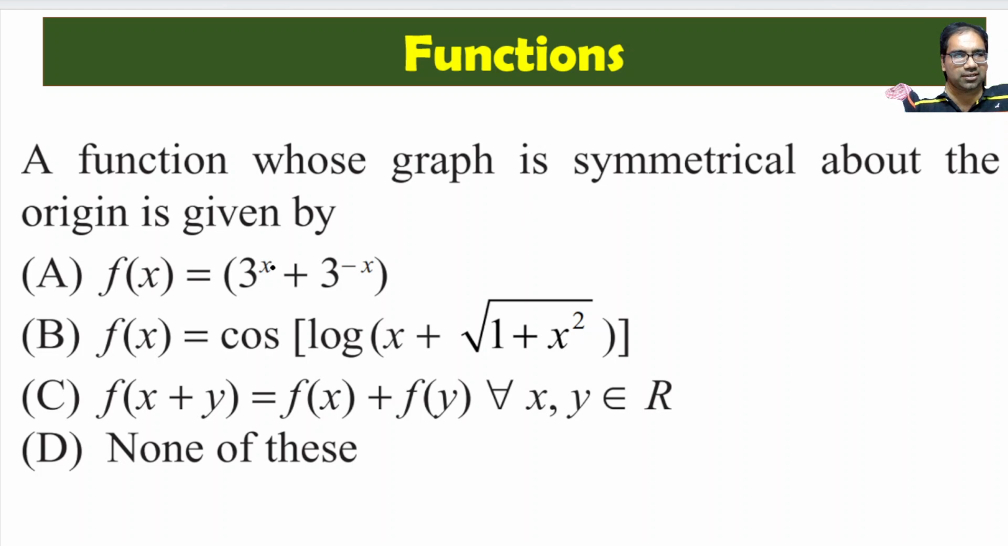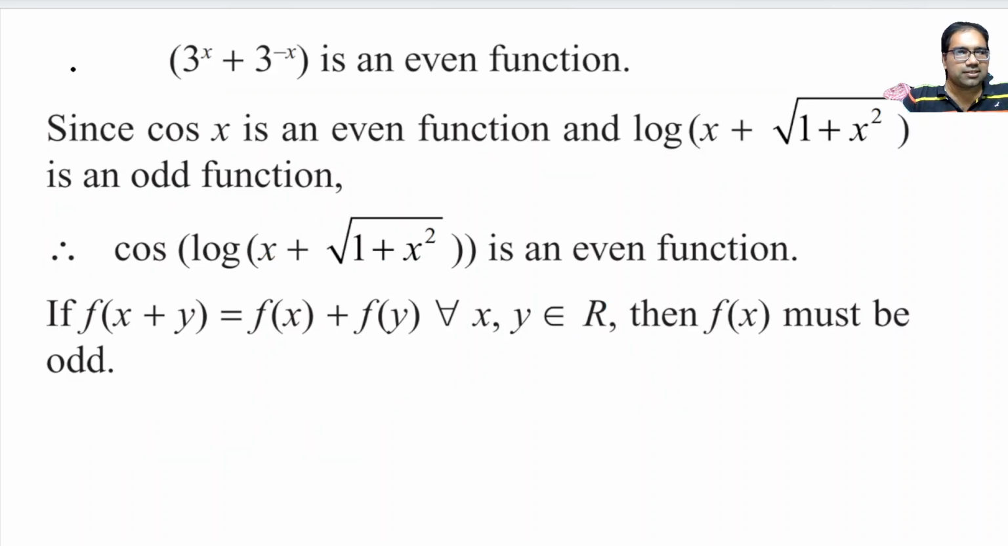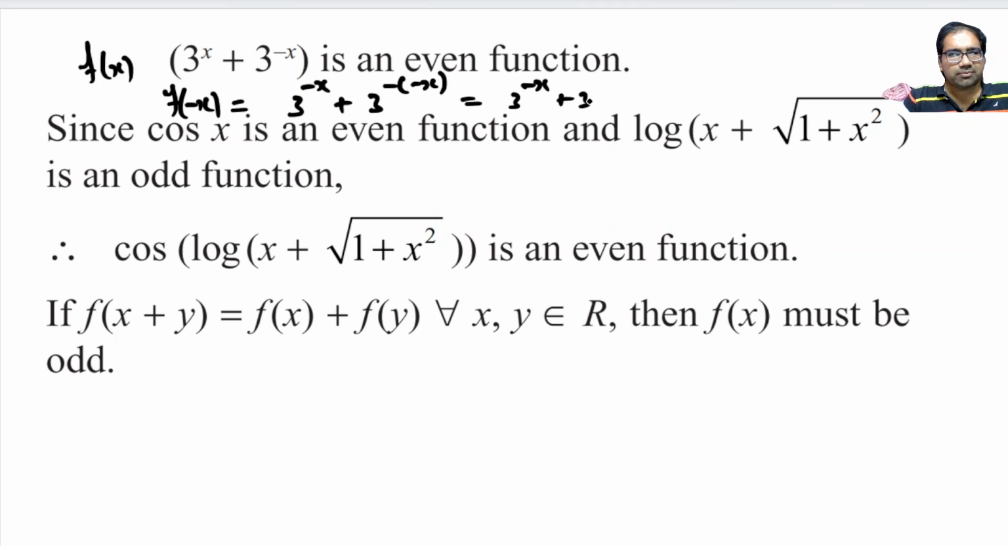Now here in this case, 3 power x plus 3 power minus x. This is f of x. What is f of minus x? f of minus x is 3 power minus x plus 3 power minus of minus x, which is nothing but 3 power minus x plus 3 power plus x, which is the original case also. f of x is equal to f of minus x. That means it is even. That means it is symmetric about the y-axis. Whatever value we get for x, we get the same value for minus x. So it is symmetric about y-axis. It is not symmetric about origin.